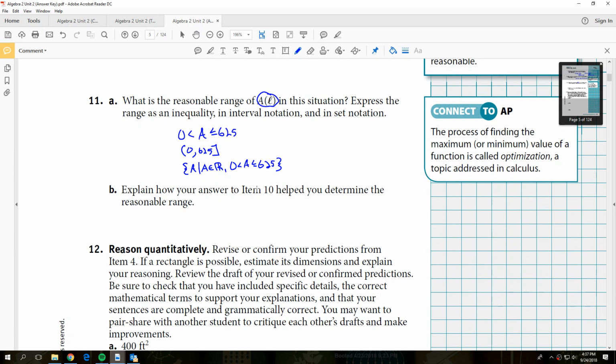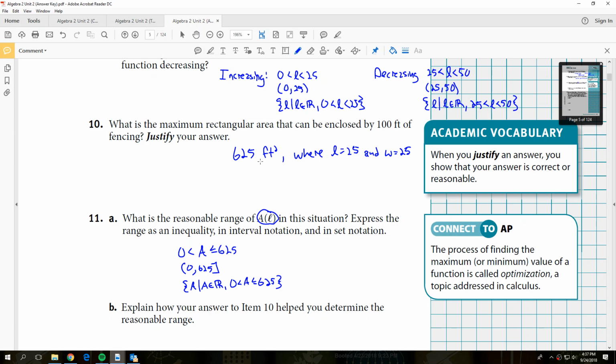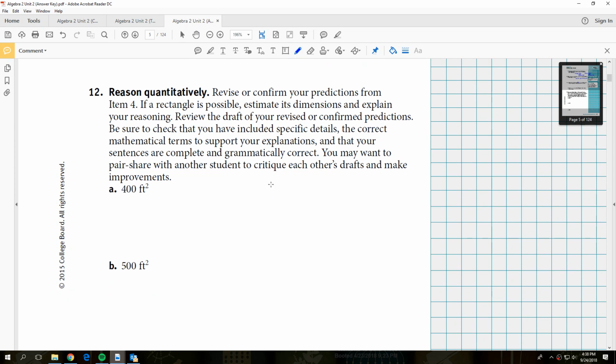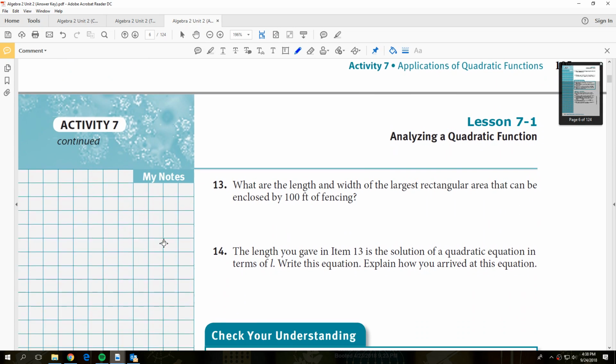Let's see, how did your answer in item 10 help you determine what was 10? Well, we said that the largest area would be 625. Anyway, let's see here, revise and confirm. I don't think it's really necessary. We've gone through these extensively. Like, how could this be 400 feet squared? Well, obviously between 0 and 625, 400's in there, right? So it's 500. 700 is not. It's outside of that range, so it's not possible.